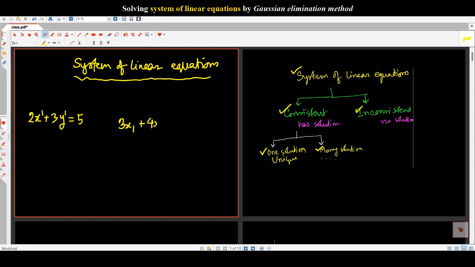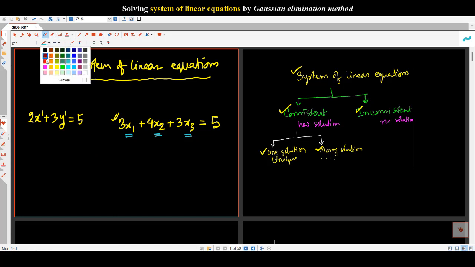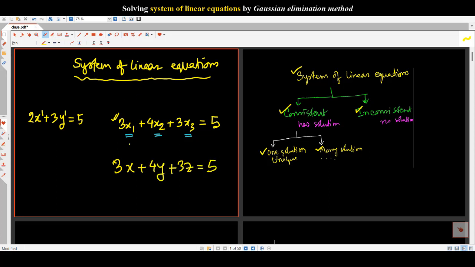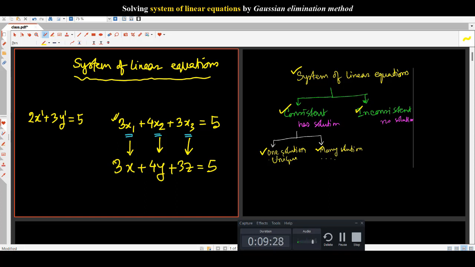3x1 plus 4x2 plus 3x3 equals, let's say, 5. So this is another equation. This is also linear. Instead of x, y, here I have written x1, x2, x3. I can also write the same equation in this format. Let's say we have 3x plus 4y plus 3z equals 5. So instead of x1 I can write x, instead of x2 I can write y, instead of x3 we can think about z. So one thing is that the variable name is not important.